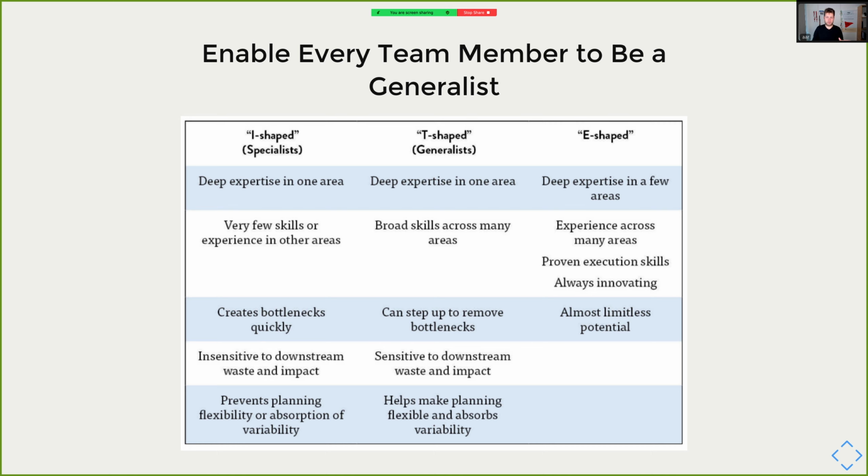If we look at the picture, on the left we have what we want to avoid, the I-shaped specialist. They are skilled in one area but tend to cause bottlenecks. Instead we want the T-shaped in the middle, who has broader knowledge. They're still quite expert in something, but they have more knowledge about other things as well. And what we want to achieve is the E-shaped specialist, who is knowledgeable in many areas and expert in many areas.